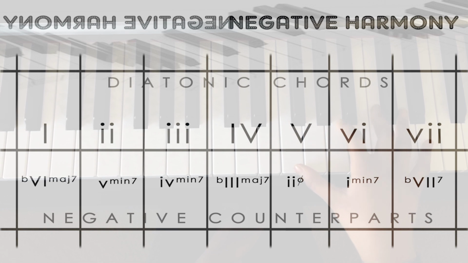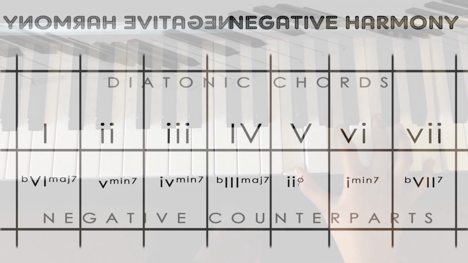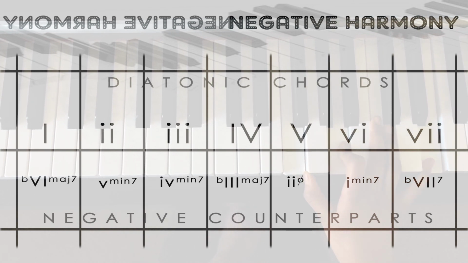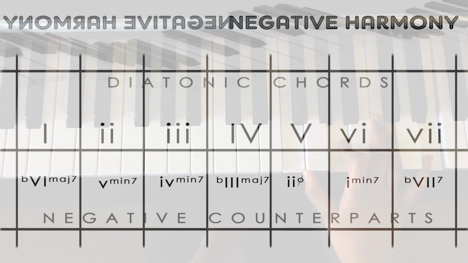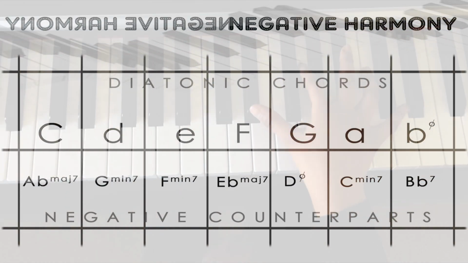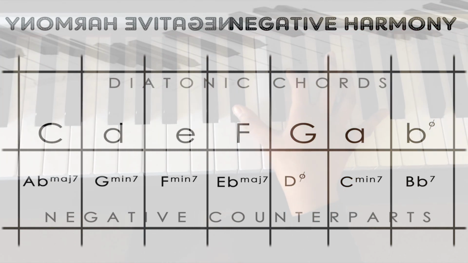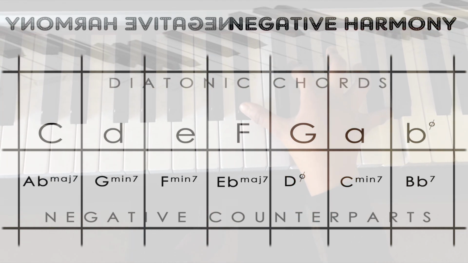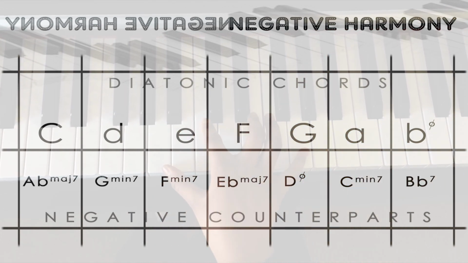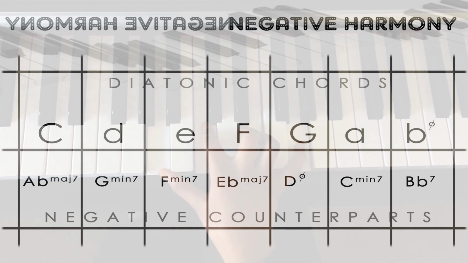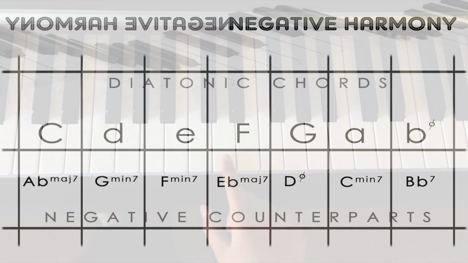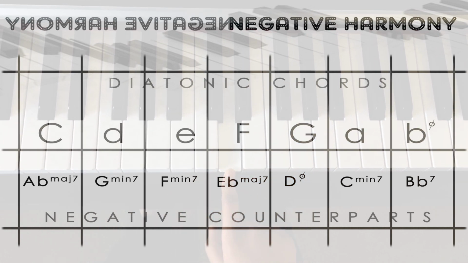But the major chord in C major, the 4 chord, F major 7th, would lead to the flat 3 major 7th chord. Your flat 3 chord, which is a major 7th chord, would be a major 7th chord off of E flat. So E flat major 7. The minor 6th chord would have a negative counterpart of the half diminished 2 chord.